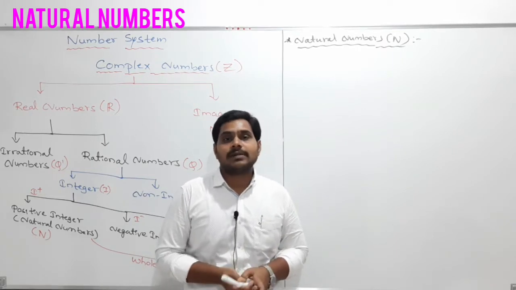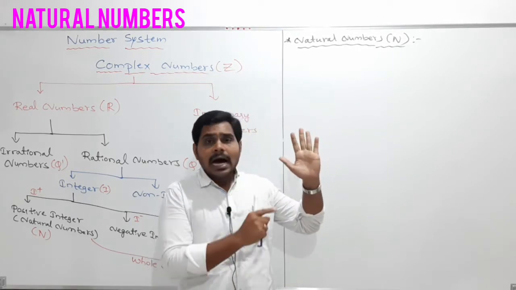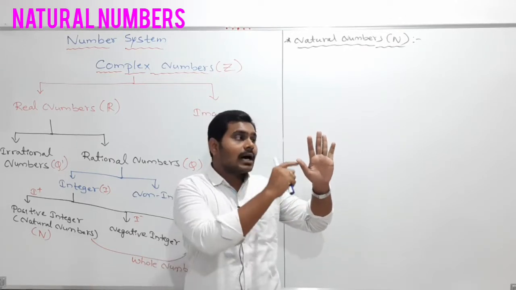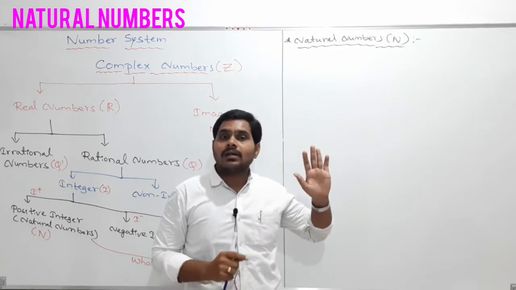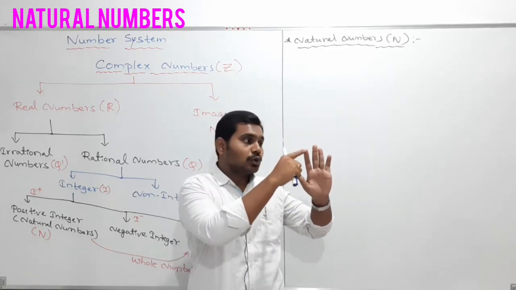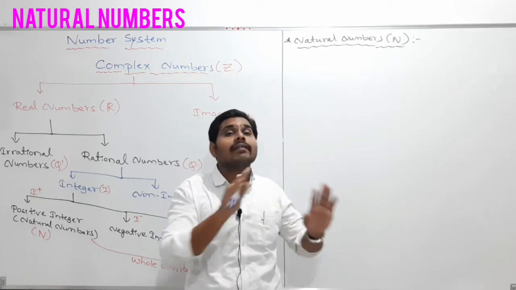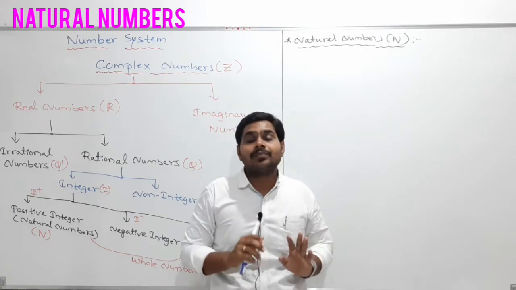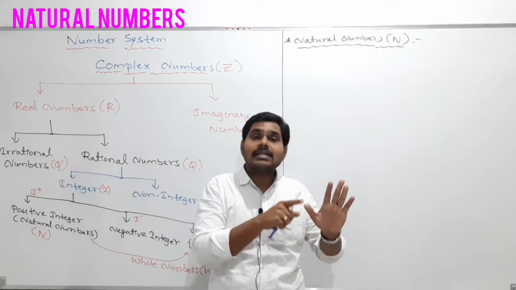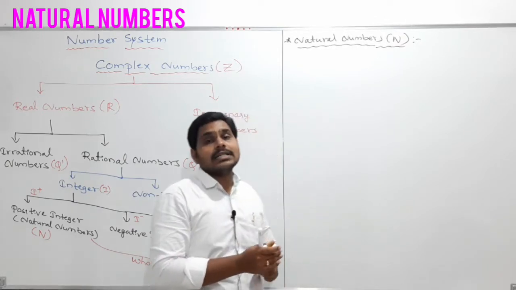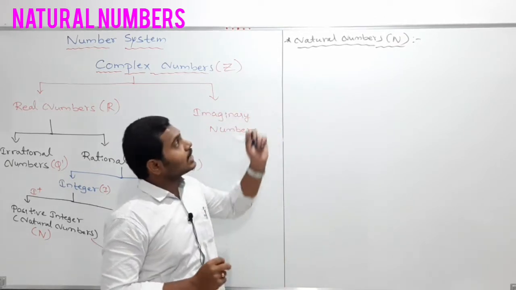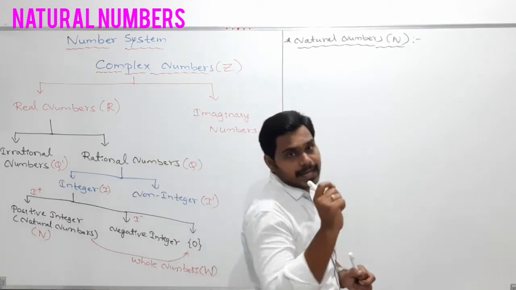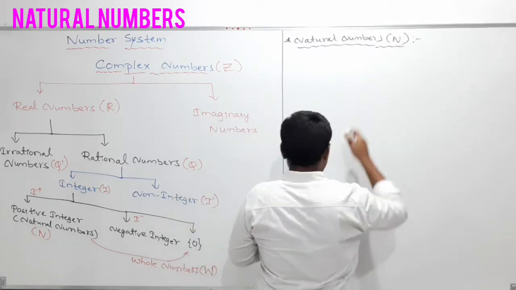Natural numbers means, my dear students, if I asked you how many fingers are here, how will you count? You will count like this: 1, 2, 3, 4, 5. But you never start with 0. You won't count 0, 1, 2, 3. You will count by starting with the number 1. Therefore, my dear students, all counting numbers we can call natural numbers, and we denote them by the symbol capital N.